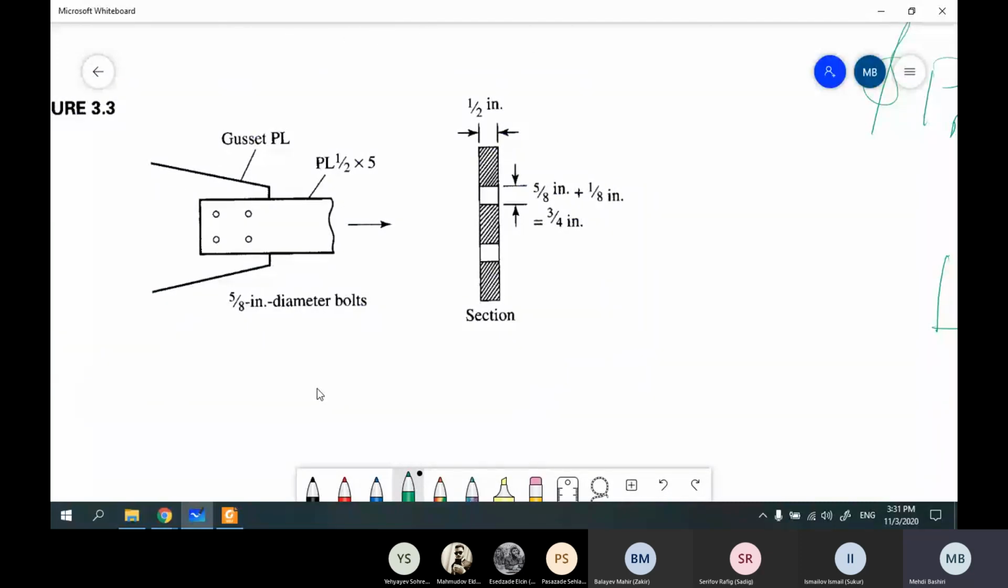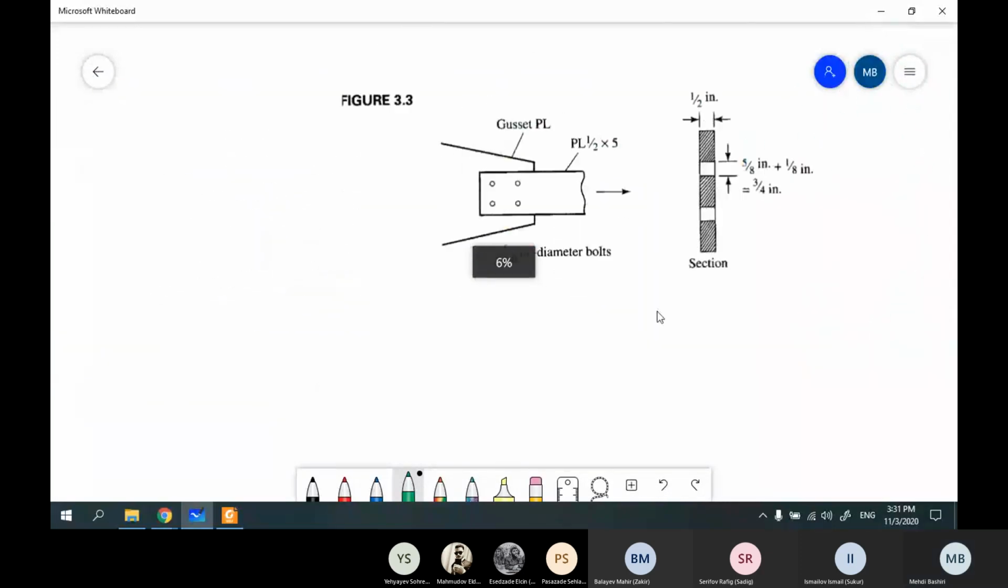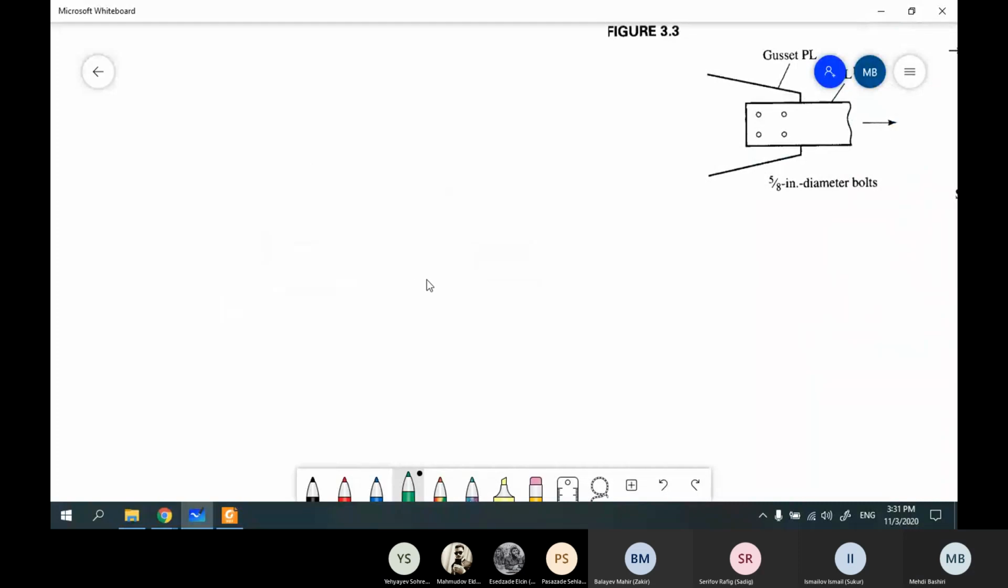One point before solving this equation. Suppose that you have a plate, and you want to make a hole inside this plate like this, for example, for connecting bolts. Do you know how to make this hole? Do you have any idea?